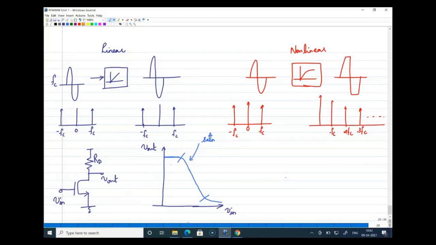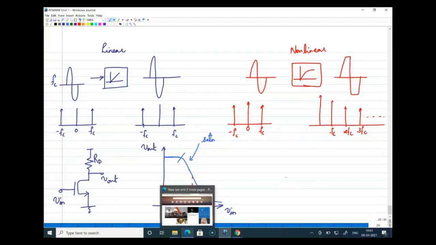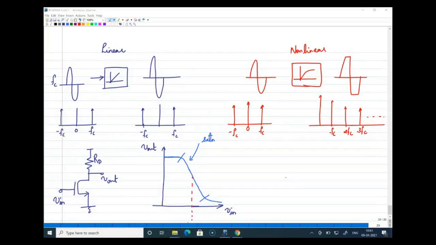So what we do here is, if I am fixing the Q point at the middle of this transfer curve, and if I'm applying a signal, what happens? I'll get an output here.